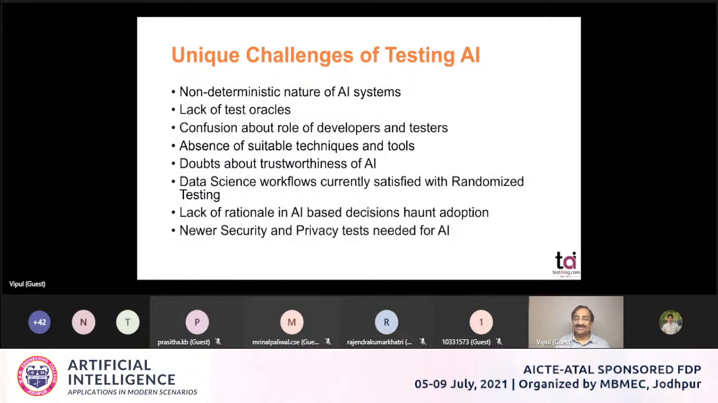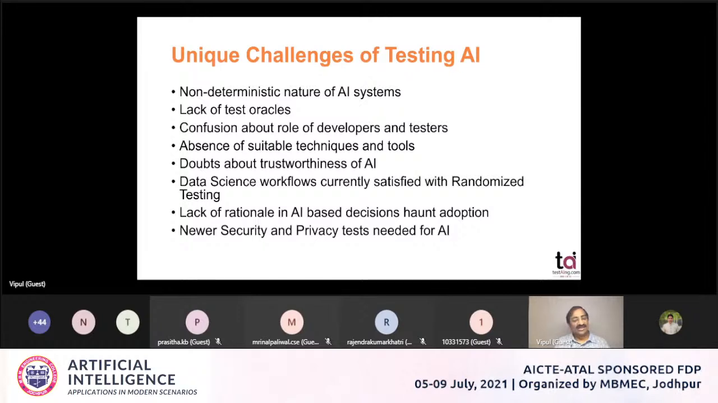So we don't have a lack of oracles, but an oracle in the world of software testing means a system which can tell you what the expected result is, and based on that you compare the expected result with the actual result. If the two match, you say pass, otherwise you say fail. And this is one of the biggest challenges. In addition to the non-deterministic nature, you also have this challenge of lack of a test oracle. So you have no system which can tell you what your output is going to be, and what are the techniques and tools that can be used for testing? That is another challenge.